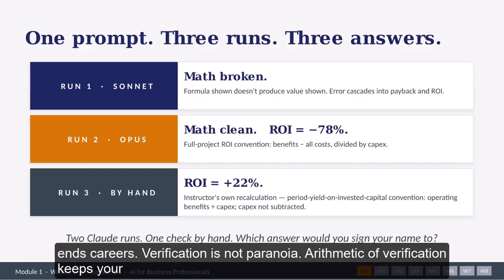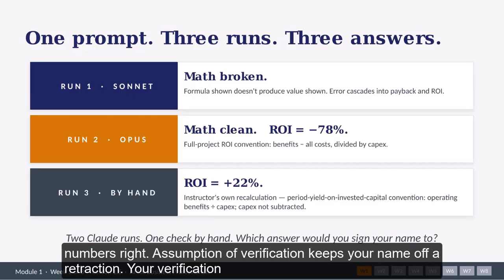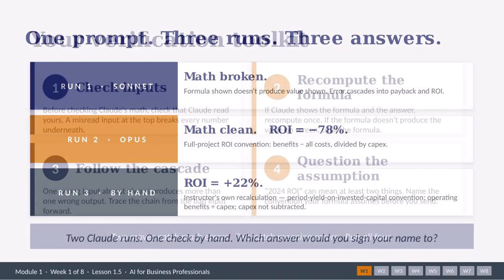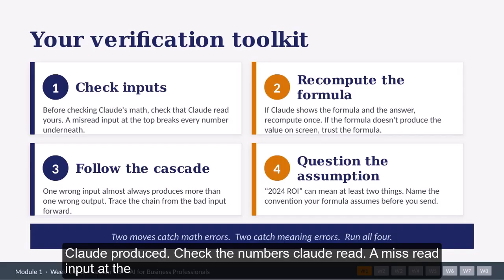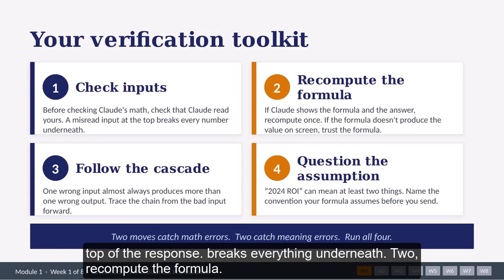Verification is not paranoia. Arithmetic verification keeps your numbers right. Assumption verification keeps your name off a retraction. Your verification toolkit has 4 moves. 1. Check inputs. Before you look at the numbers Claude produced, check the numbers Claude read. A misread input at the top of the response breaks everything underneath.